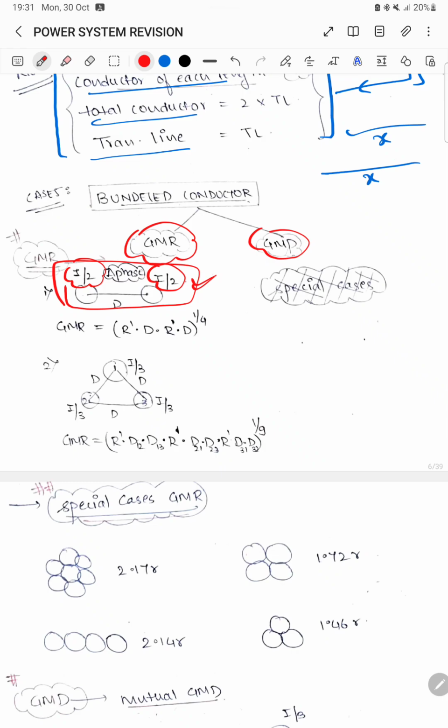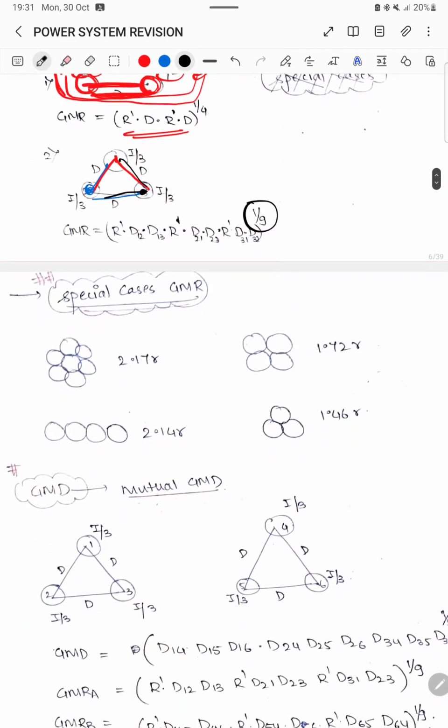Now for GMR, for all conductors in my bundle, I take my conductor's radius into the distance to my other counterpart, then the counterpart's radius, and then the distance between us. So r dash d, to the power 1/4. Similarly for this bundle, let's talk from conductor number 1: r dash d, r dash d, and d. Similarly for conductor 2, it will be r dash d d. For conductor 3, let's say r dash d d. So total 9 terms, to the power 1/9.